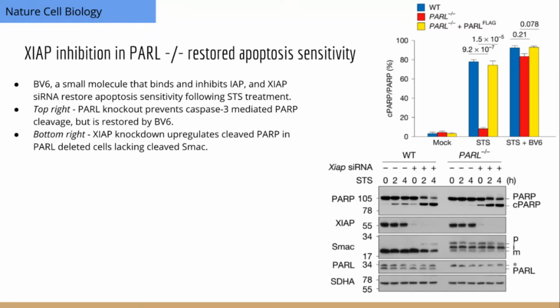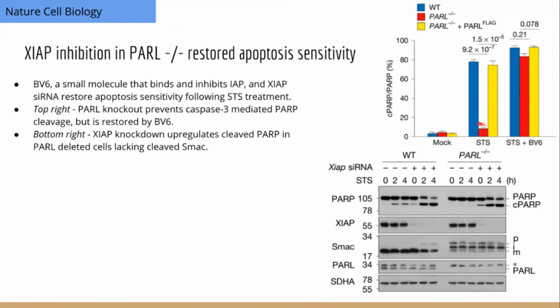So to prove this, they show that inhibiting XIAP by either siRNA down here or by a small molecule that mimics Smac up here, which is the BV6, both of these things restore apoptotic sensitivity. So in other words, they are artificially and experimentally doing Smac's job. That is, they are inhibiting XIAP. And that is what Smac is supposed to be doing, but can't do because PARL is mutated in these conditions, in the red condition.